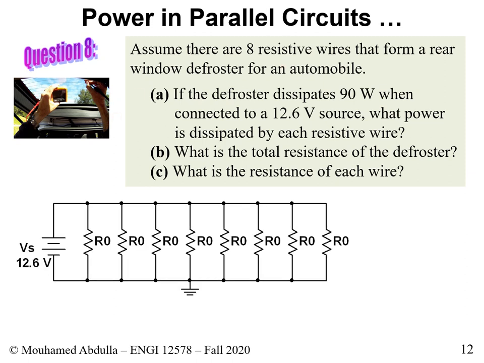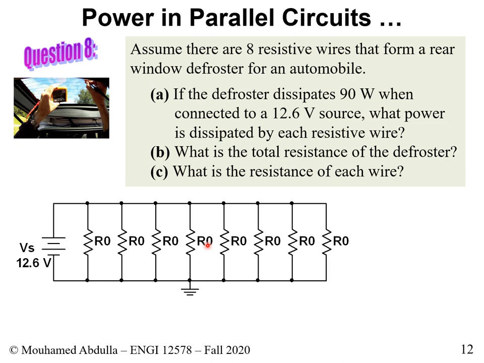So what we could do is represent these wires. Each wire will have some resistance. There are 8 of them: 1, 2, 3, 4, 5, 6, 7, 8. They all have the same value, the same type of wire, so they all have the same resistive value. Let's just call them R0 across the board for the 8 wires. It's a source of 12.6 volts, and they're all connected in a parallel fashion.